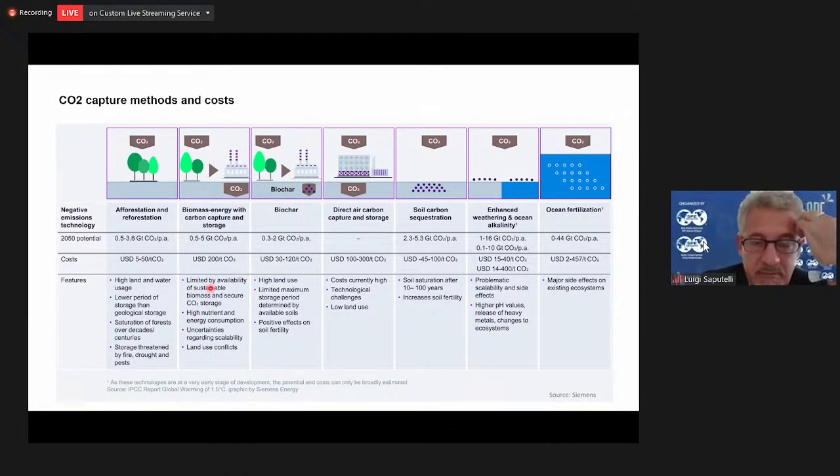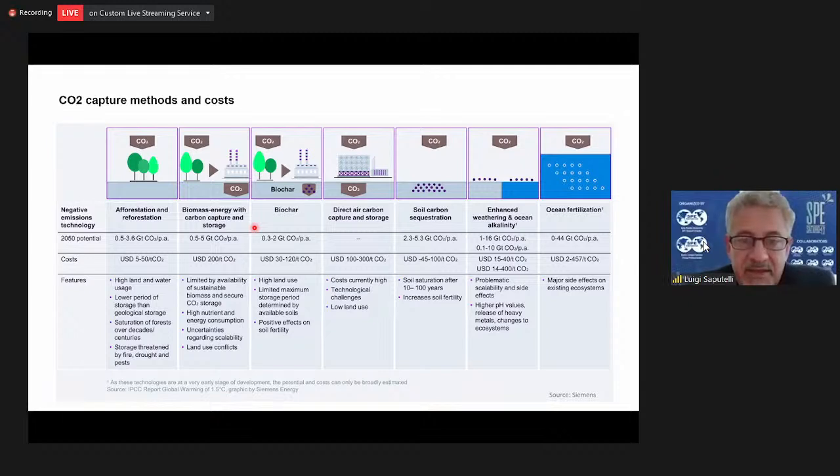Biochar is another type of biological capturing of the CO2, also in the range of 30 to 120. It is basically doing a certain composting of the biomaterials and preserving them in soils, and this could have an additional positive effect on soil fertility. So it has a very good potential.